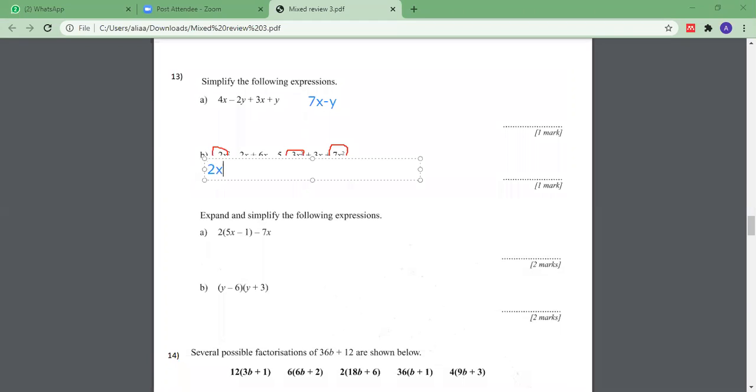2x power 2 minus 3x power 2 plus 7x power 2. Okay, this is the first, and then negative 2x plus 6x plus 3x.